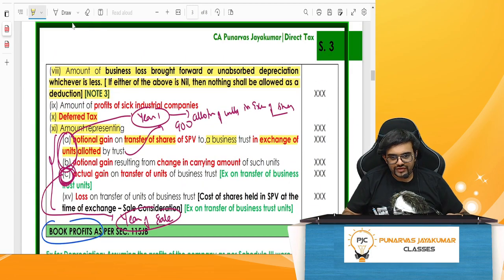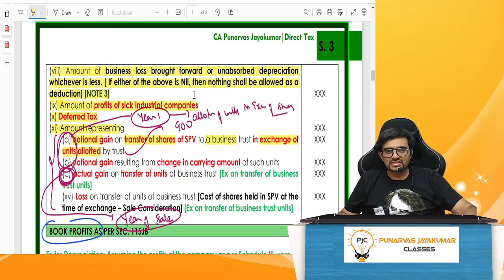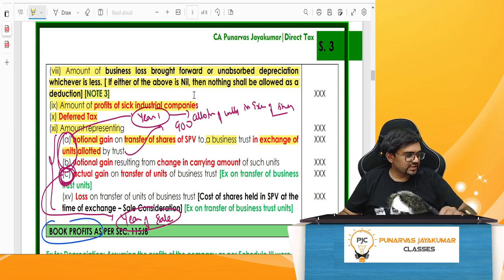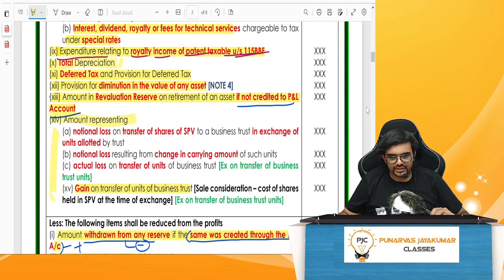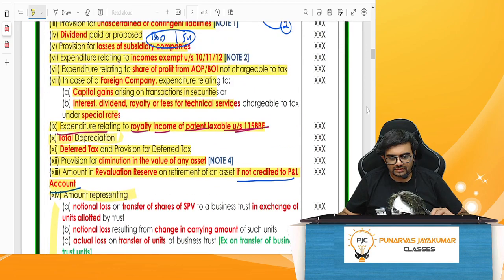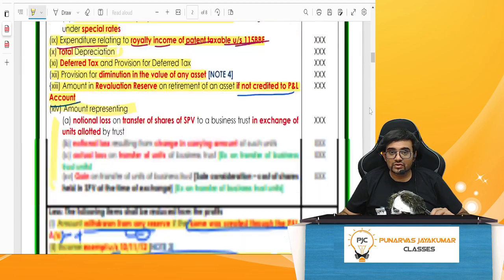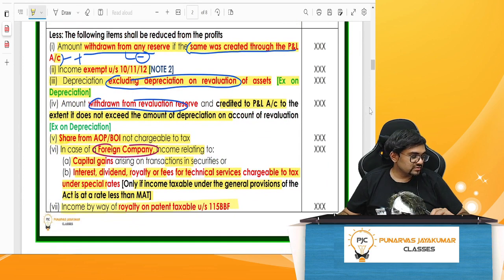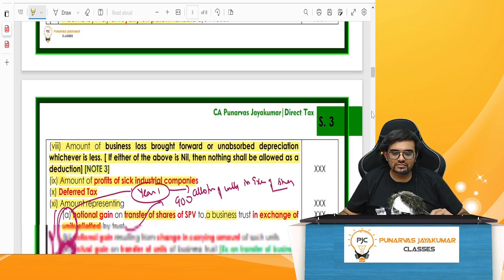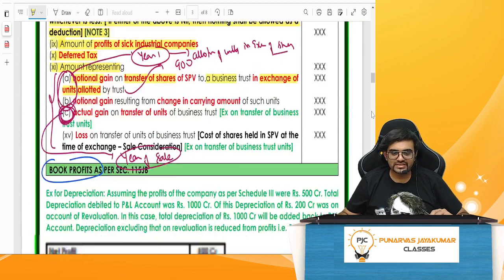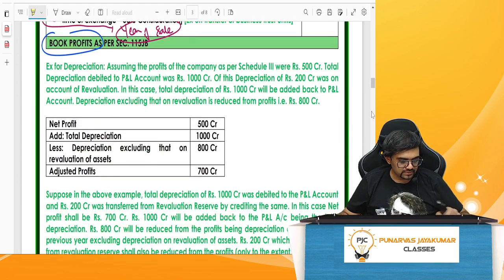Then the amount of profits of SIC, Sick Industrial Companies Act. After IBC has come, this is useless. But all the profits of the Sick Industrial Companies Act we should subtract, because for that it goes into a concept called BIFR, Board for Industrial and Financial Reconstruction. That's why all the profits under the Sick Industrial Companies Act should be subtracted. No MAT on that. Special exemption for that. Very simple.